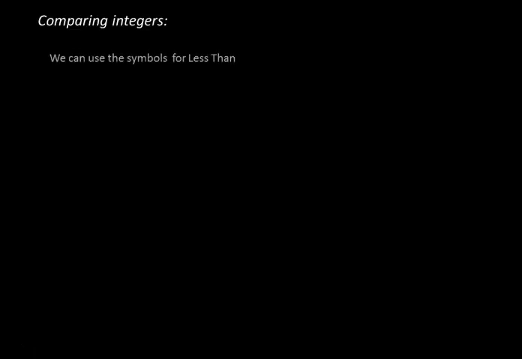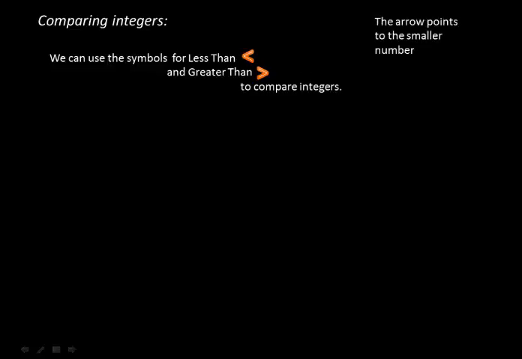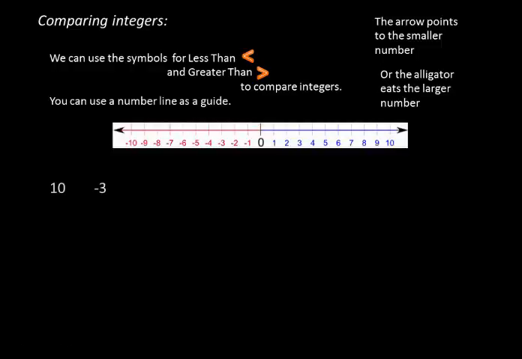So when we want to compare integers, we use the symbols for less than or greater than. The arrow points to the smaller number, or you might remember from when you were younger, the mouth eats the number that's bigger. The alligator eats the larger number. You can use the number line as a guide.